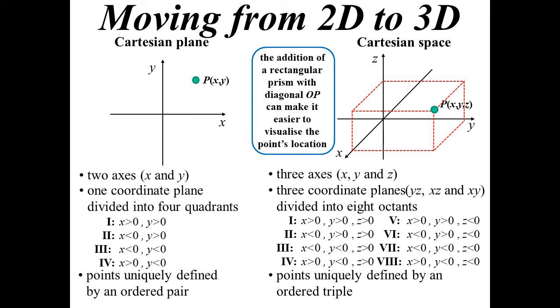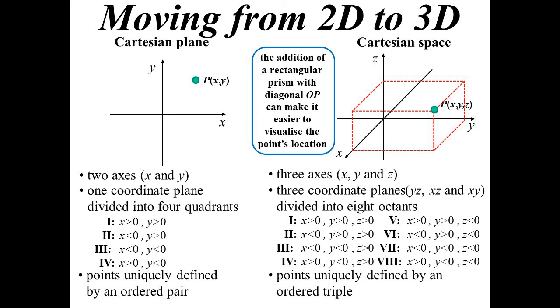Now when we deal with 3 dimensions, it's really hard to visualize because we're using a flat piece of paper, which is 2 dimensions, to represent a 3-dimensional thing. So sometimes we find it easier to actually draw in this rectangular prism, and it gives some sense of where that point is in the space. So often you'll see them do that to give you some idea. And OP, the diagonal of that prism, we'll see in a sec, will be the vector.